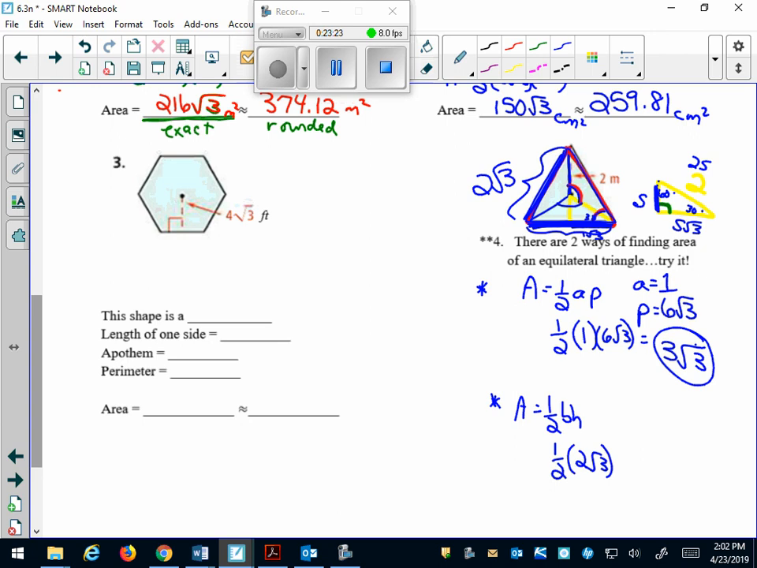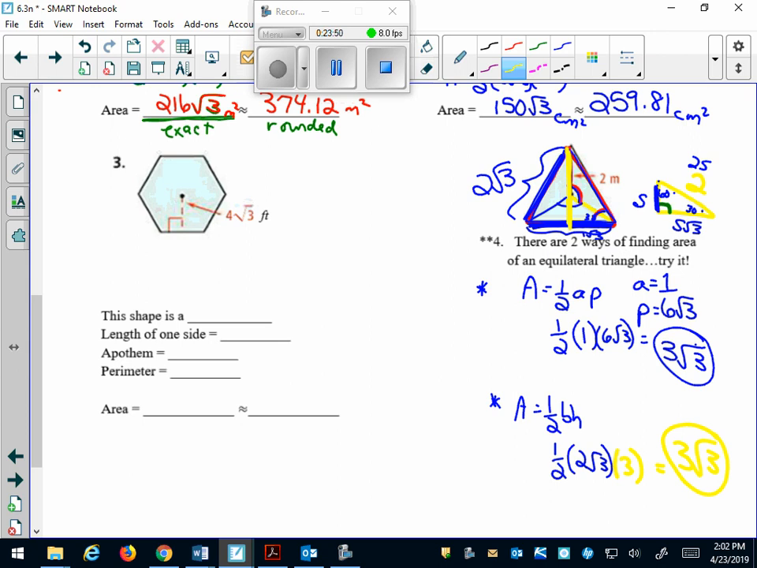What's the height? Well, it's 2 from here to here. Can't see what I'm doing anymore. 2 from here to here. And then we said the apothem is 1. So what's the whole height? 3. So 1/2 base times height is 1/2 times 2 root 3 times 3, which is still 3 root 3.